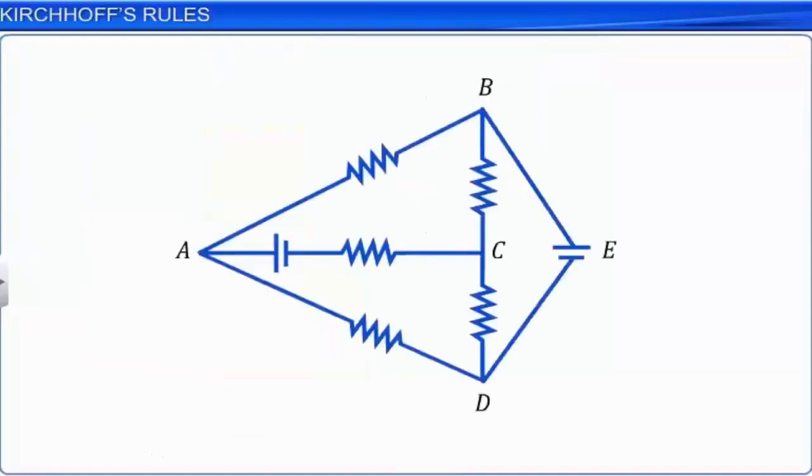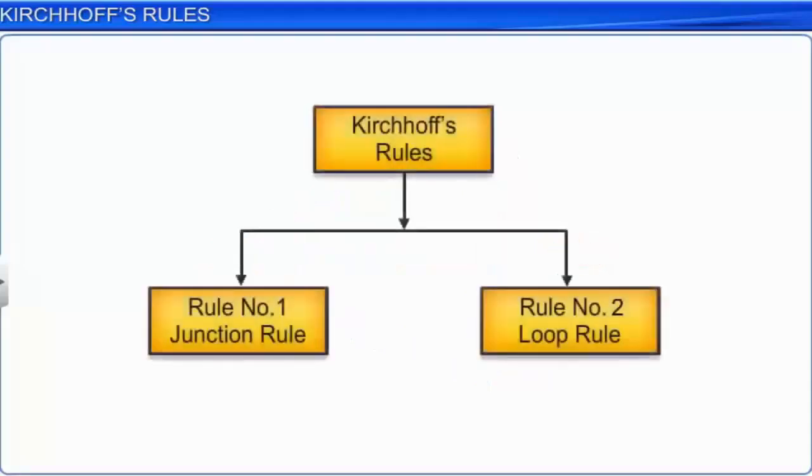Most electric circuits are made up of a number of resistors and cells interconnected in a complicated way. The formulae that we derived for series and parallel combinations of resistors and cells are not sufficient to determine all the currents and potential differences in such circuits. Kirchhoff's rules are used to analyze these complicated electric circuits.